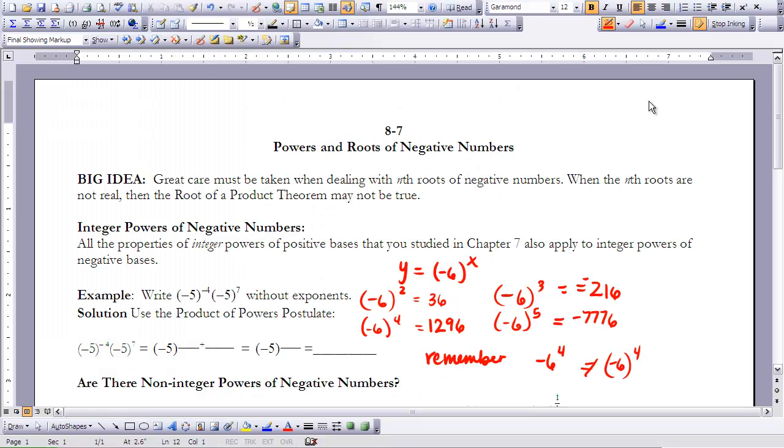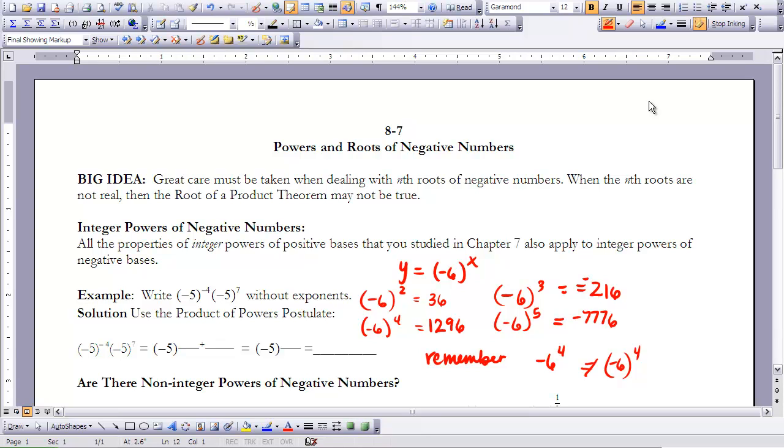This is Advanced Algebra, Lesson 8-7, Powers and Roots of Negative Numbers. To begin the lesson, I want to start talking about integer powers of negative numbers. We studied these quite extensively in Chapter 7, and I just want you to recall that all the properties of integer powers of positive bases that you studied in Chapter 7 also apply to integer powers of negative bases.